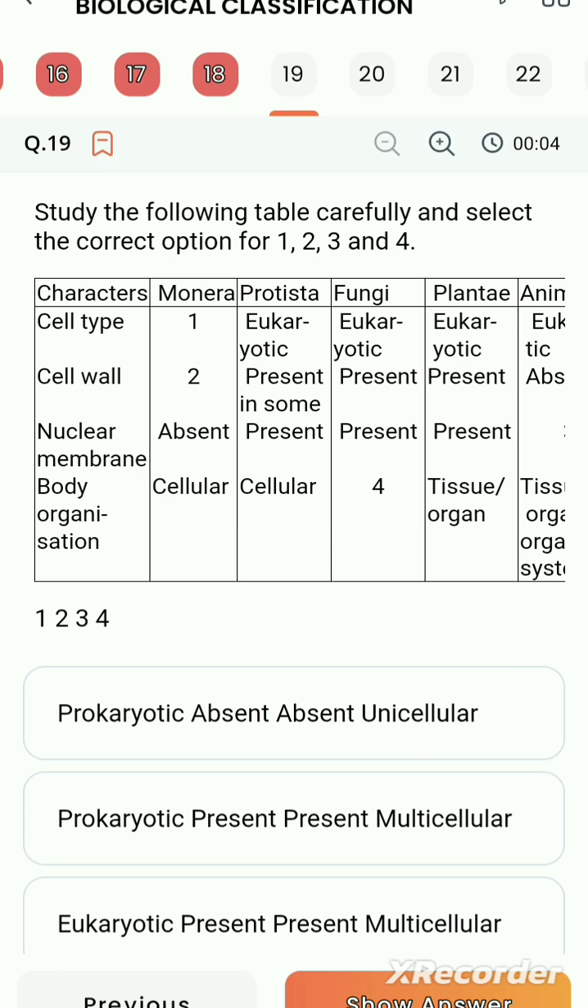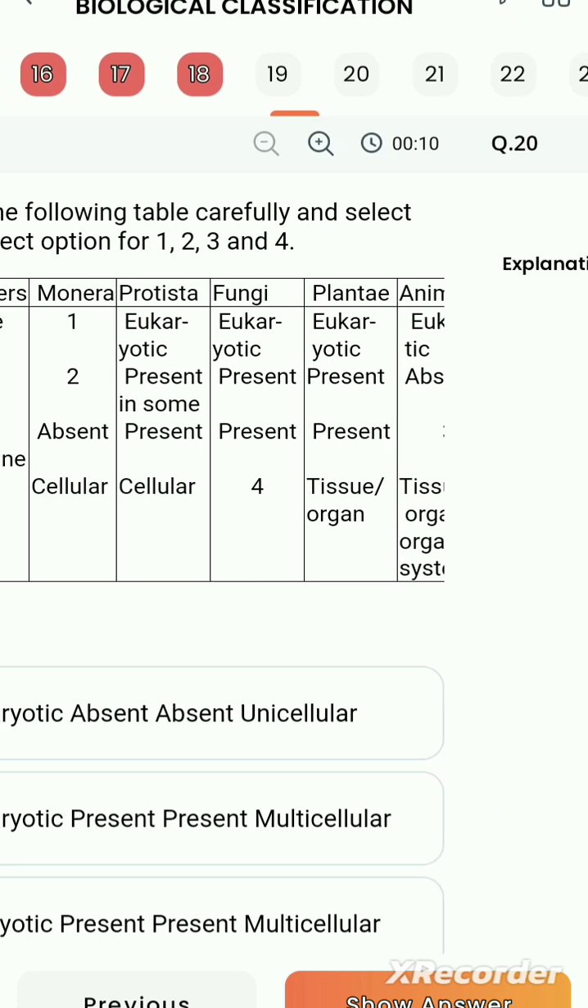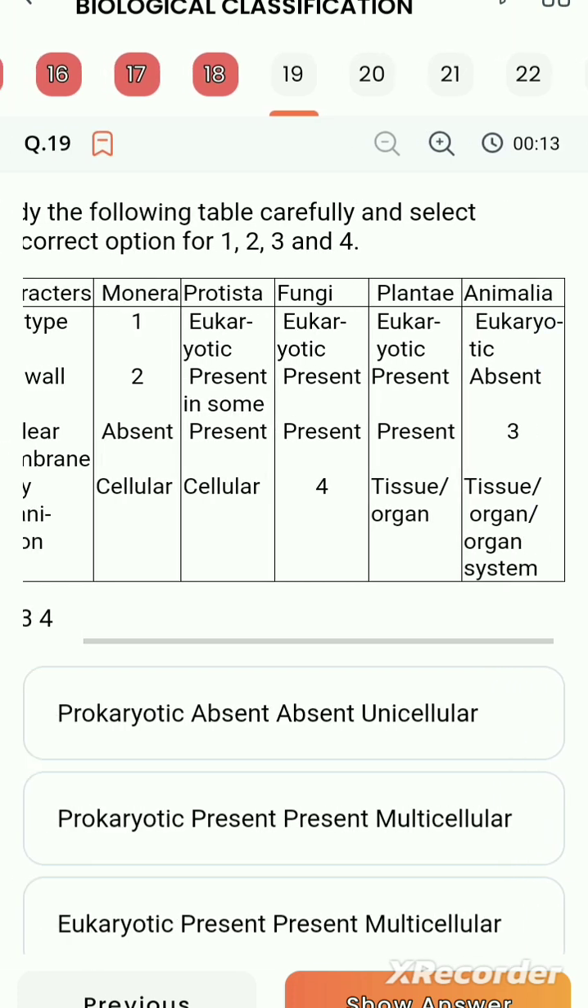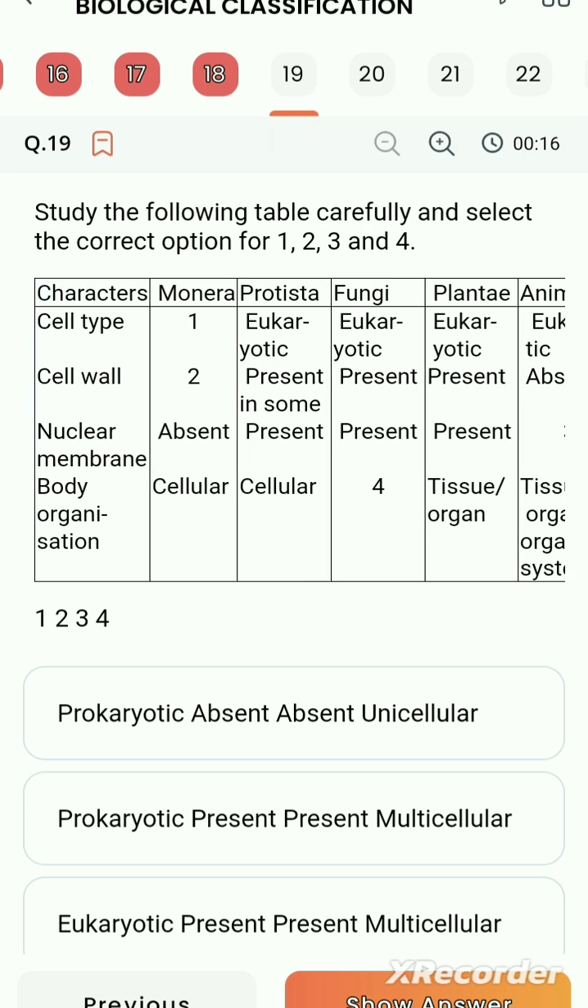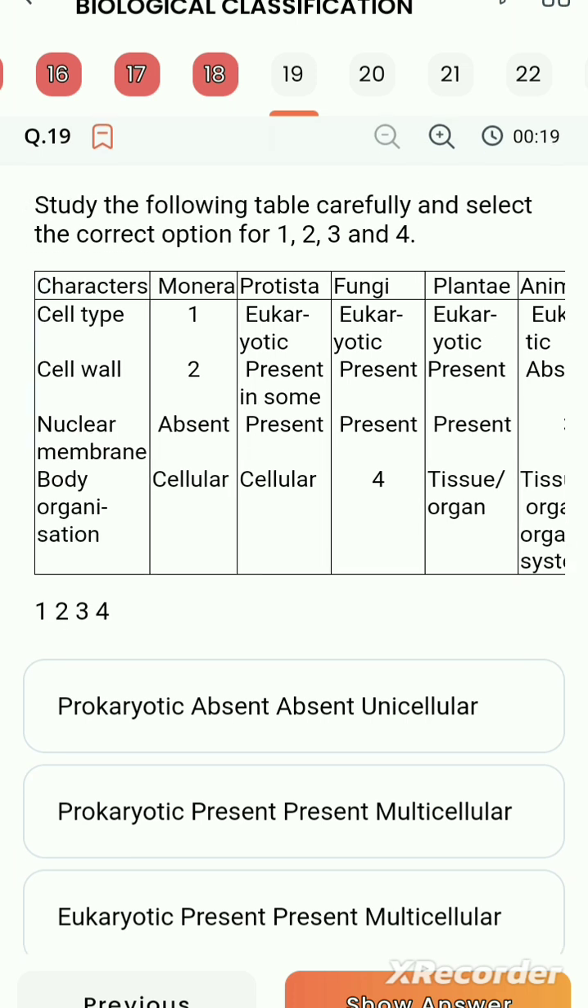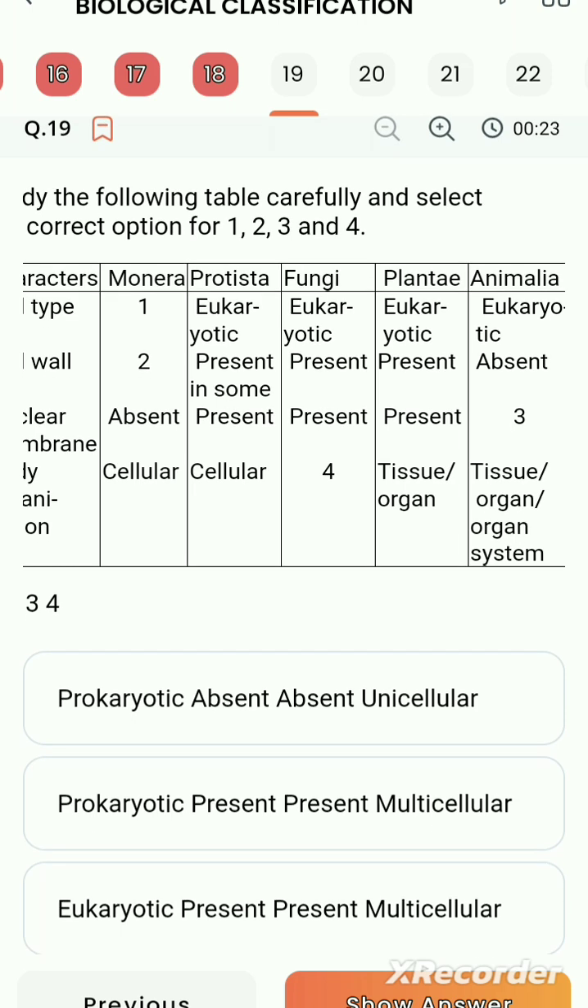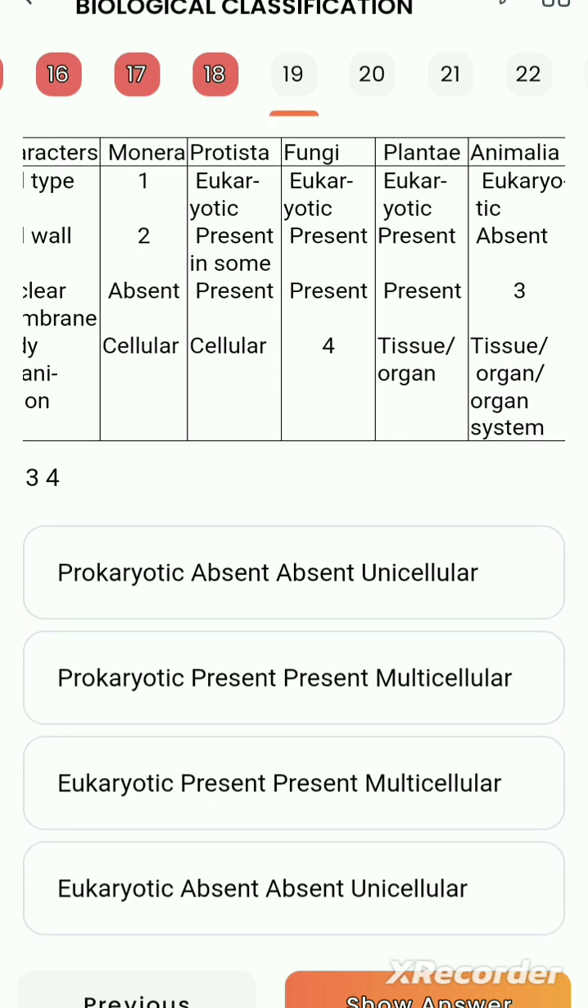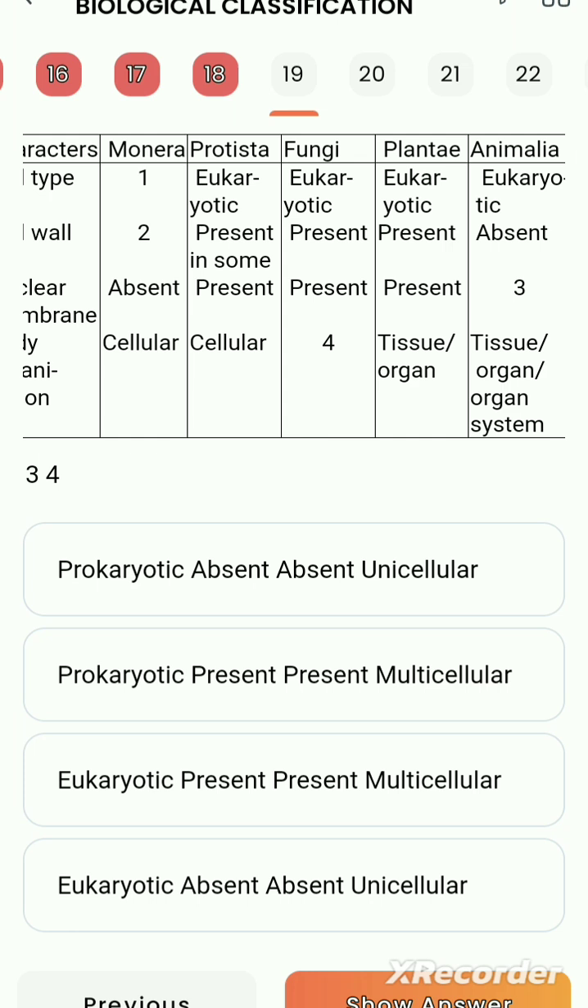Next question, study the table and select the option. So in the table, all the 5 kingdoms and their characteristics are given, that is cell type, cell wall, nuclear membrane, body organization, and all this. Based on this, you have to select the correct option. First, you have to sort out which are the prokaryotes here. Usually the prokaryotes are present in Monera. So prokaryotes here is only Monera, and the remaining are all eukaryotes.